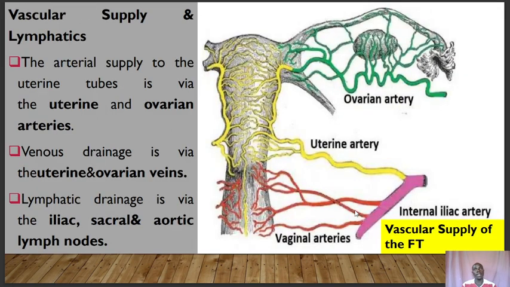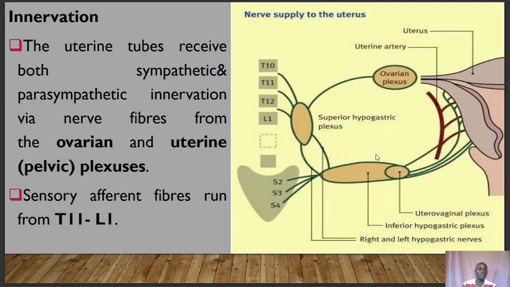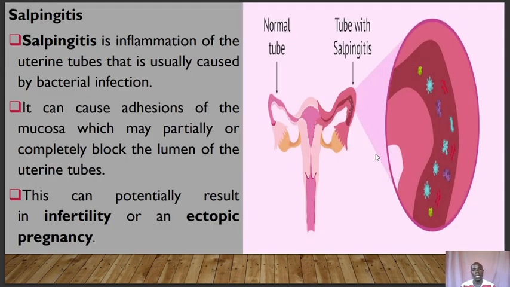Vascular supply and lymphatics: the arterial supply to the uterine tubes is via the uterine and ovarian arteries, while venous drainage is via the uterine and ovarian veins. The lymphatic drainage, on the other hand, is via the iliac, sacral, and aortic lymph nodes. The uterine tubes receive both sympathetic and parasympathetic innervation via fibers from the ovarian and the uterine plexus. So we have sensory afferent fibers which run from T11 to L1.